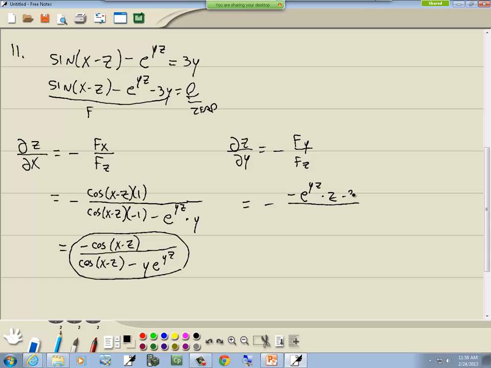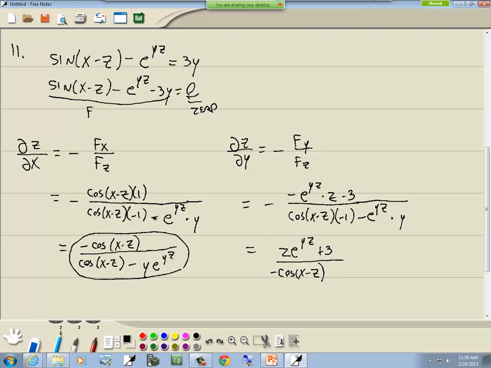Minus 3. And then the partial with respect to z would give us cosine of x minus z times negative 1, minus e to the yz times y. I already went through that on this one. I was just taking the derivative again to double check myself. That negative I'll carry through up on top, and that gives us z e to the yz plus 3. And down below we have cosine of x minus z, negative cosine.